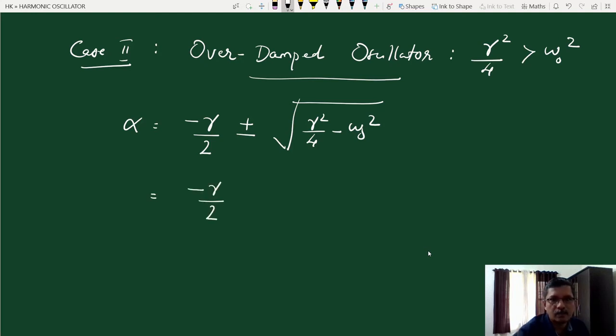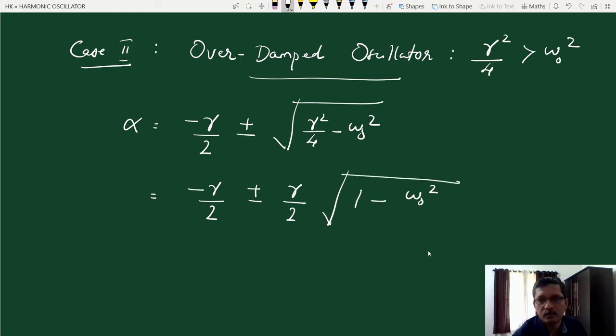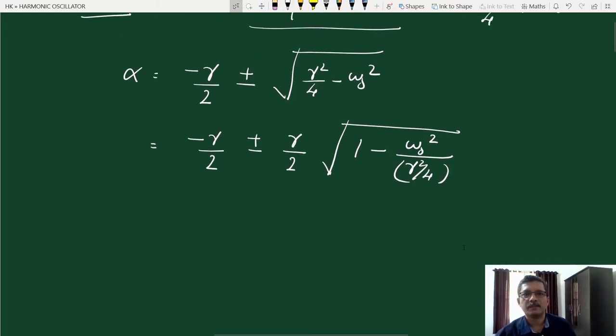Now here, when gamma square by 4 is greater than omega 0 square, let's take gamma square by 4 outside the square root. Then when it comes outside, you have gamma by 2. Inside the square root, this term will be 1 minus omega 0 square divided by gamma square by 4. Let's try to understand this expression.